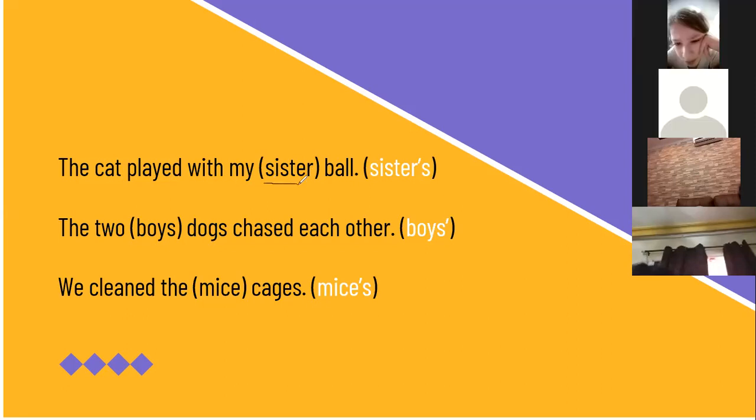Sister, is it singular or plural? Singular. What do we do to change it to a possessive noun? The apostrophe before the S. Why? Because my sister owns the ball, but why did we put the apostrophe before the S, not after the S? Because sister is singular. Excellent. Bravo.